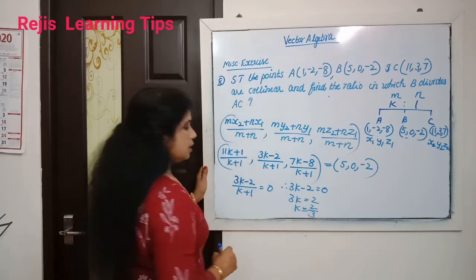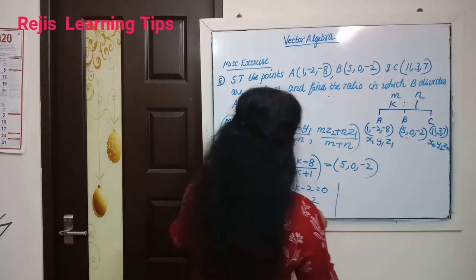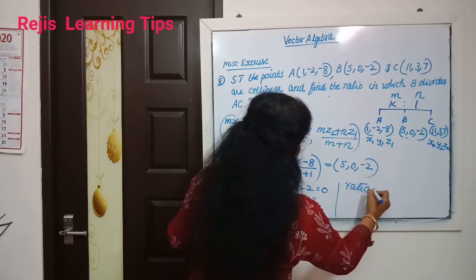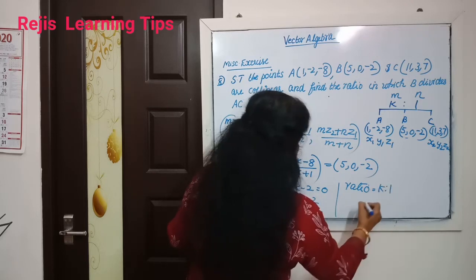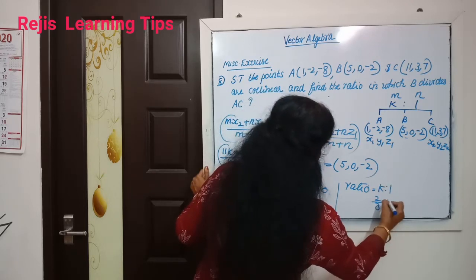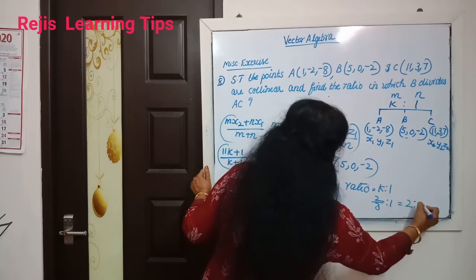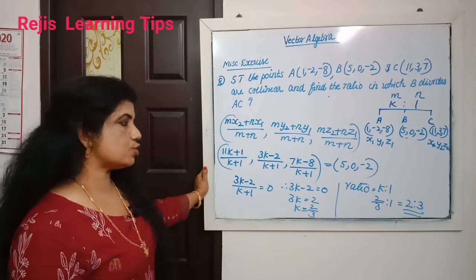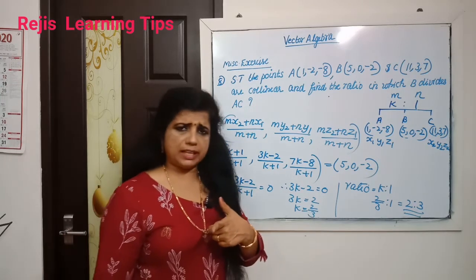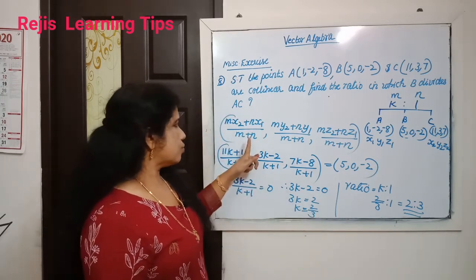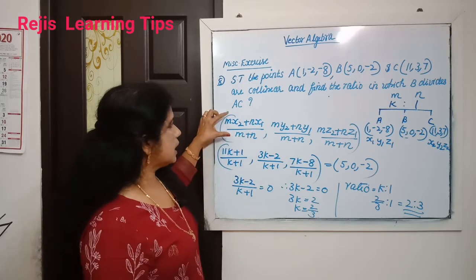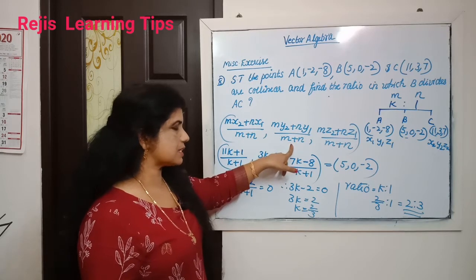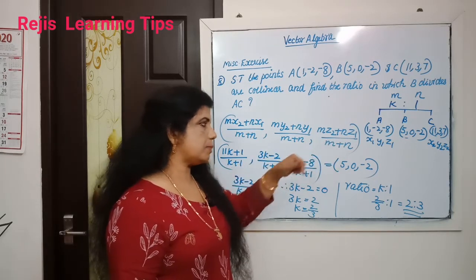Okay, so the ratio means k is to 1, k means 2 by 3 is to 1, so that is equal to 2 is to 3. So B divides AC in the ratio 2 is to 3. Am I correct? Okay. So first we should use the section formula, (mx2 plus nx1) divided by (m plus n), (my2 plus ny1) divided by (m plus n), (mz2 plus nz1) divided by (m plus n).